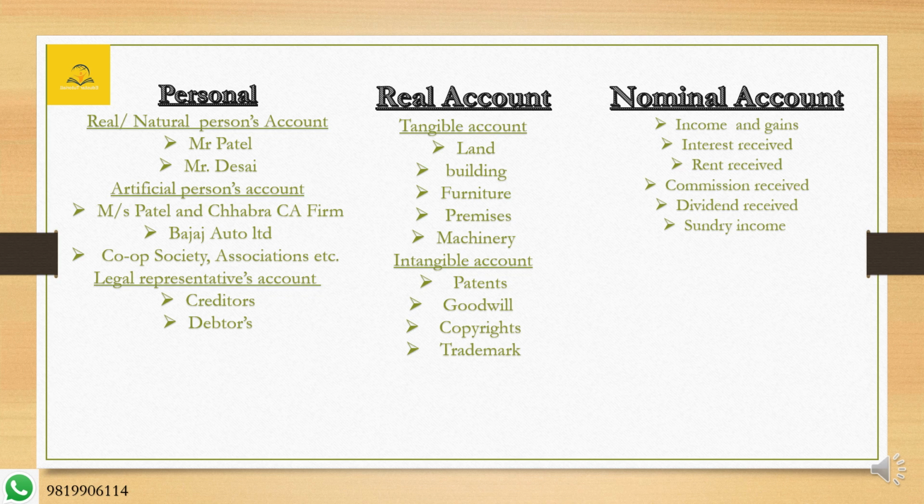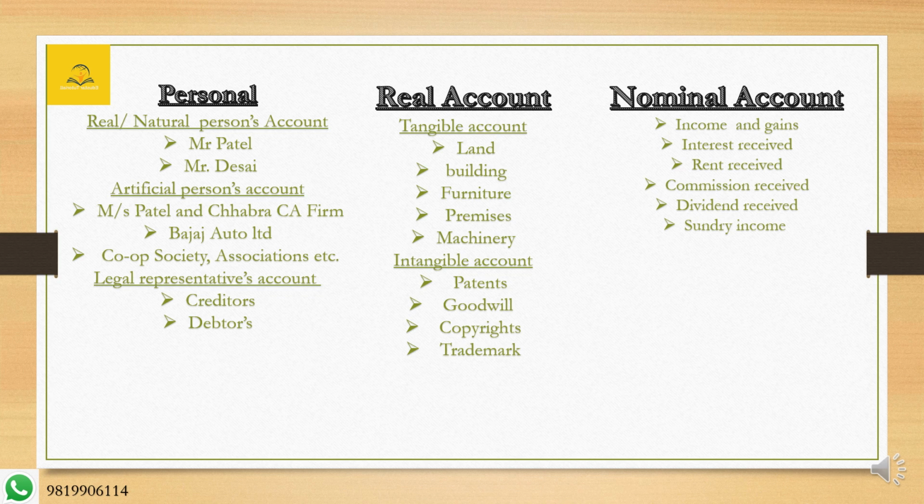Let us go through it again. In the personal account, you have real or natural person's account. For example, Mr. Patel, Mr. Desai. Artificial person's account, Mrs. Patel and Chhabra, CA firm, Bajaj Auto Limited, cooperative society, associations, etc. Legal representative accounts, creditors and debtors.